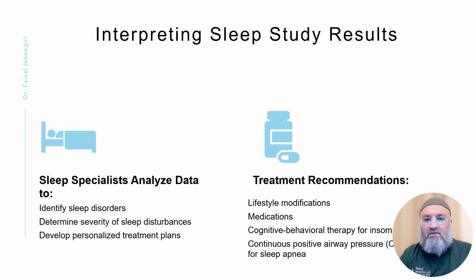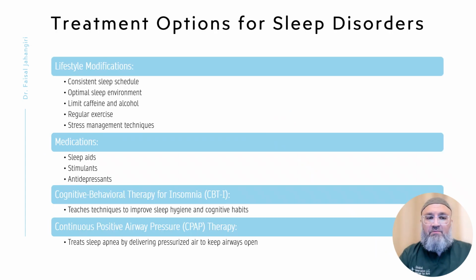When interpreting these studies, the sleep specialist or neurologist looks at the data and identifies sleep disorders. They determine the severity of the sleep disturbances: mild, moderate, or severe. They develop a personalized treatment plan for each patient and recommend treatment. Treatment may include lifestyle modification, medication, cognitive behavioral therapy (CBT) for insomnia, continuous positive airway pressure or CPAP, or BiPAP for sleep apnea. So different precautions apply depending on the patient.